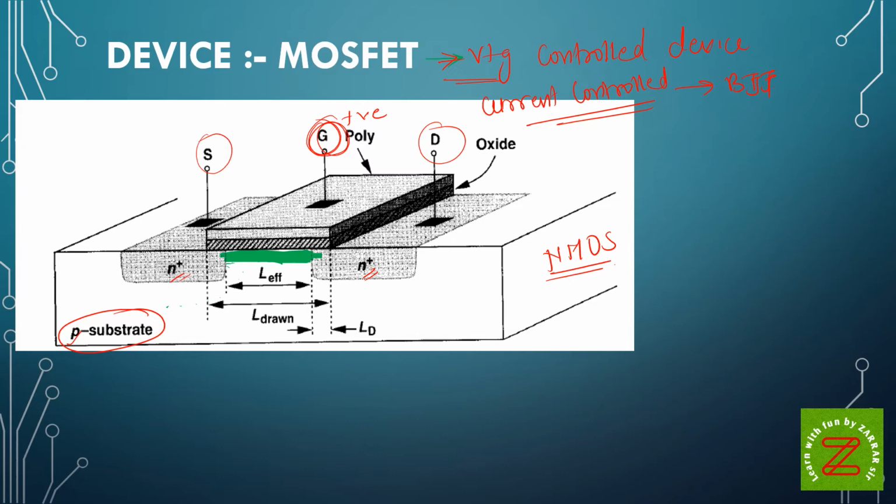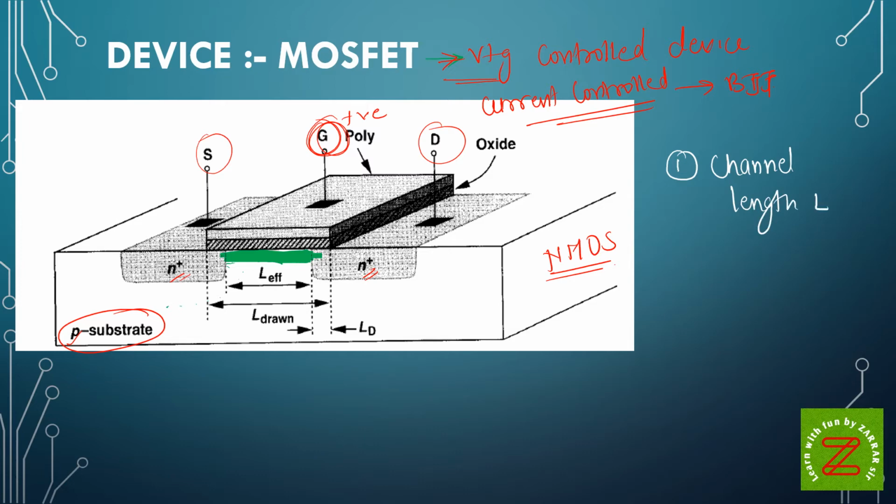Now let's move further and understand the important parameters that we should keep in mind while fabricating or designing any device. So I'll jot down some parameters that you should be focusing on. The first parameter that you must be targeting is your channel length.